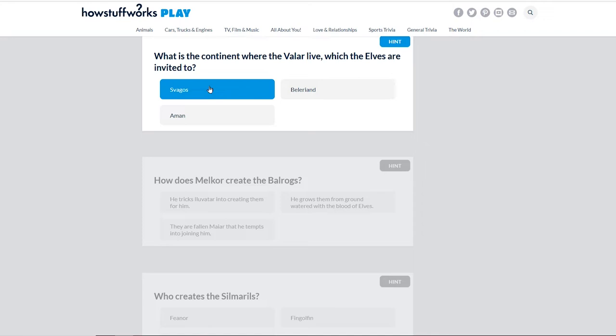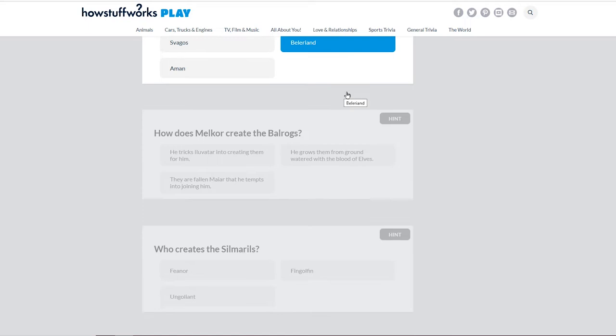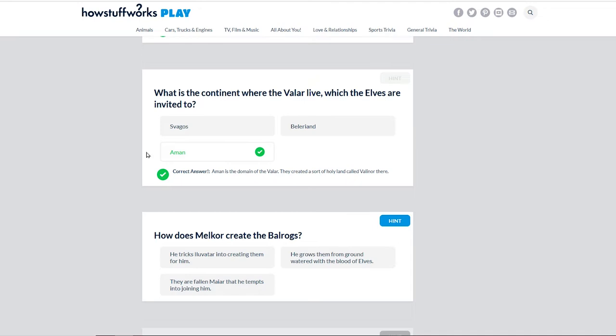And Beleriand is a part of what then became Middle-earth, like the most far western point. That's it. Aman is the domain of the Valar. They created a sort of holy land called Valinor there. Yes.